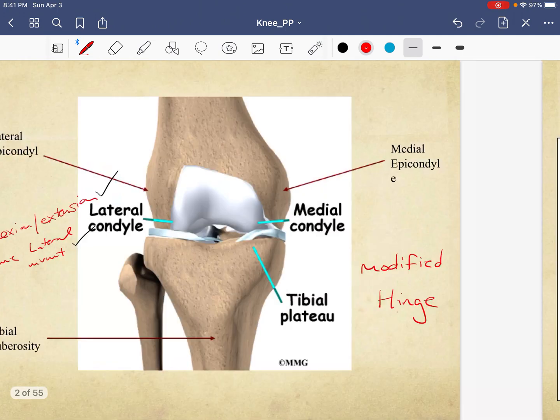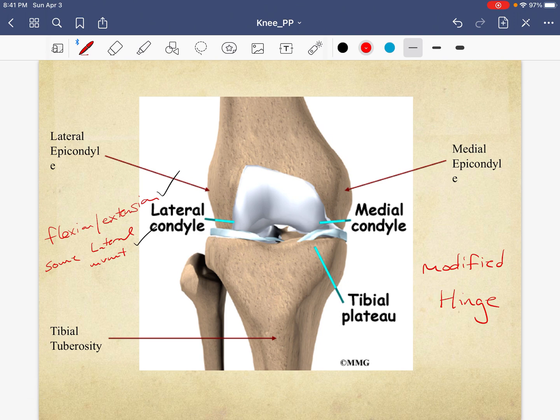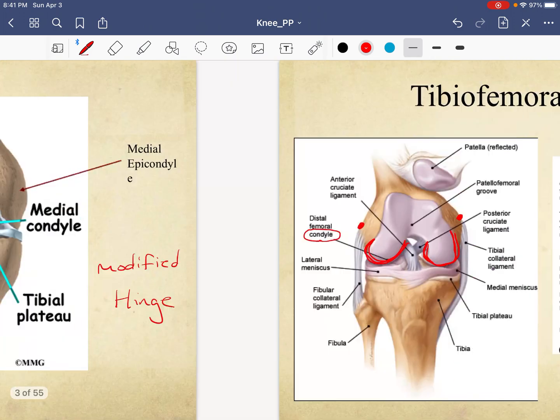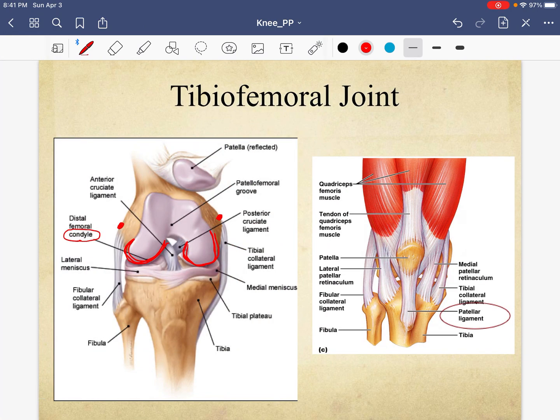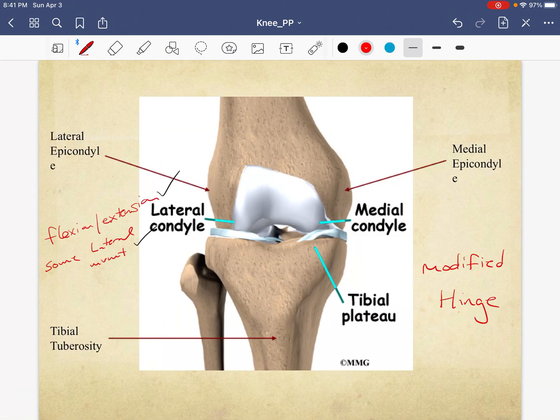There is an intercondylar notch. Here's another look at the medial epicondyles. Okay, the intercondylar notch is not labeled here, but we'll label it right here. The intercondylar notch is this notch right here. It's between the femoral condyles. It's a notch that leads to an open space. What we're going to find out is that the anterior cruciate ligament, the ACL, runs through that space.